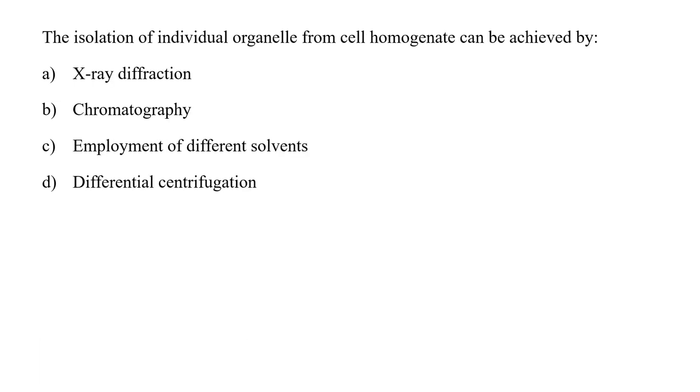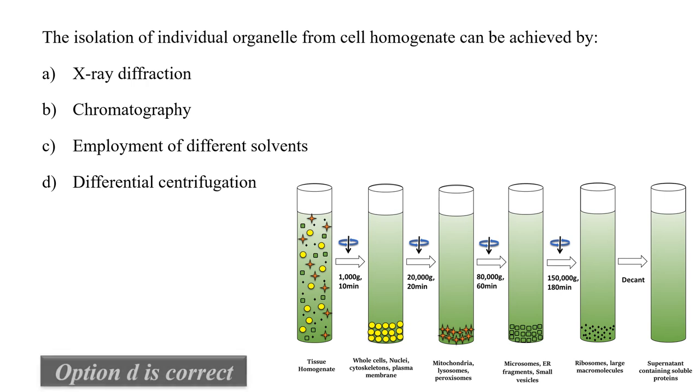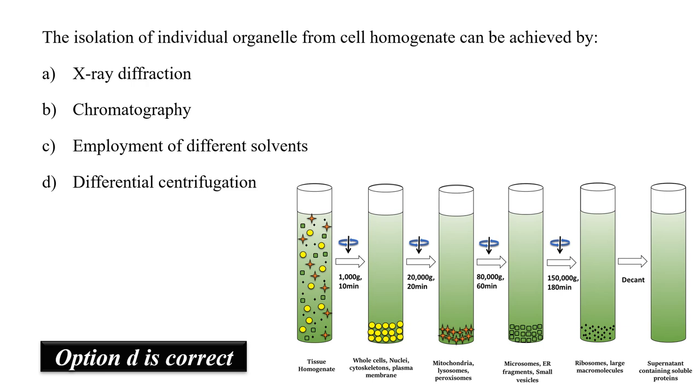The isolation of individual organelles from cell homogenate can be achieved by X-ray diffraction, chromatography, employment of different solvents, or differential centrifugation. As you can see in the diagram, differential cell centrifugation can be used to separate the different organelles in a step-by-step manner. Hence, option D is the correct answer.